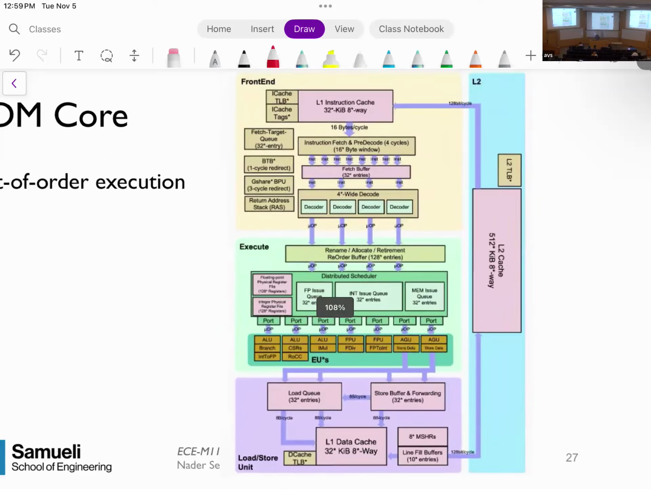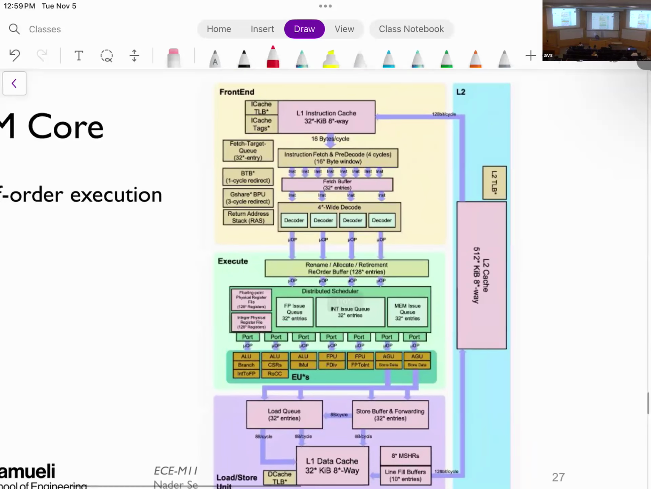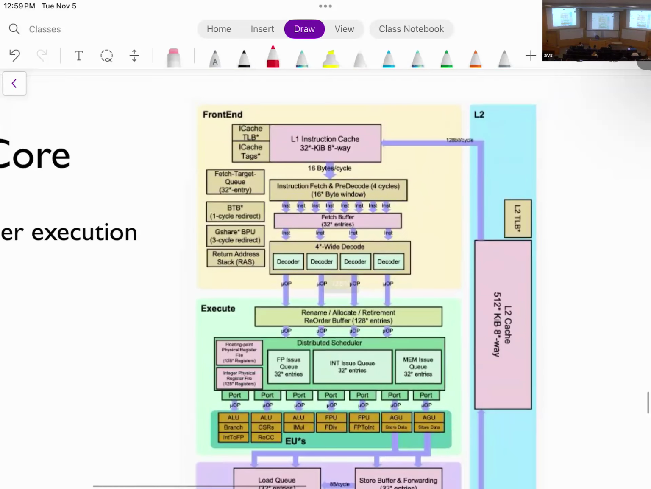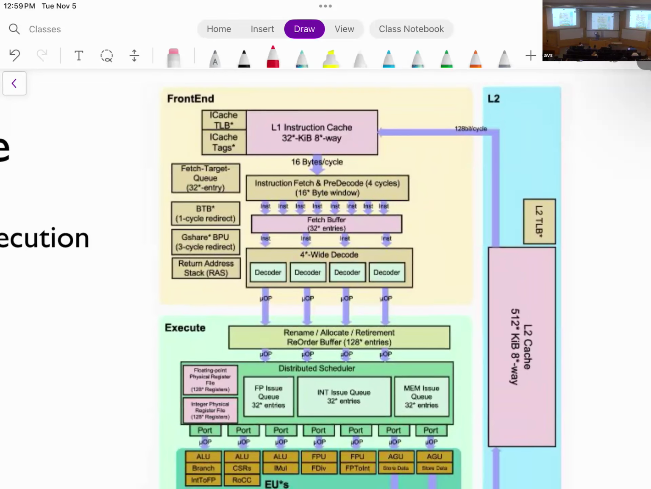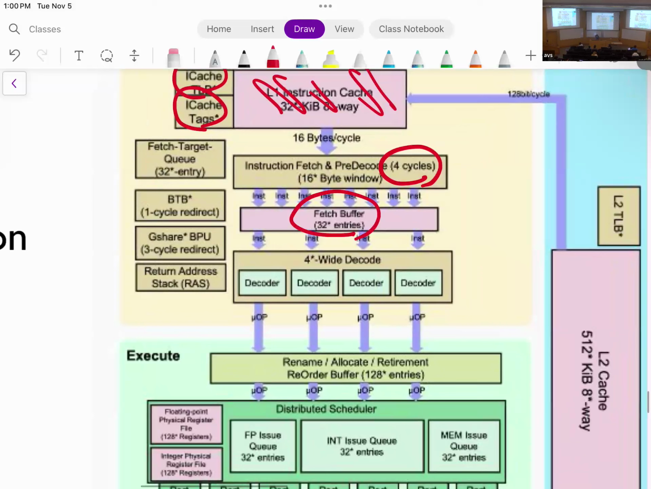As you can see, it's all of these things we have covered in the class. So there is what we call a front end, which has the fetch and decode. There is an instruction memory or instruction cache here. For now, don't worry about these things. We haven't talked about it yet. We are fetching 4 instructions at a time. Okay, so this is a 4-issue processor. Then we put it into some form of a fetch buffer. That's the buffer that we put between the fetch and decode.